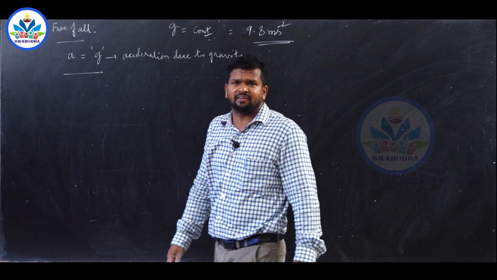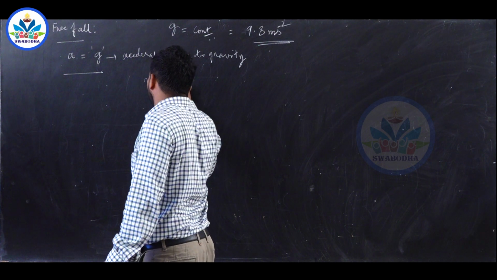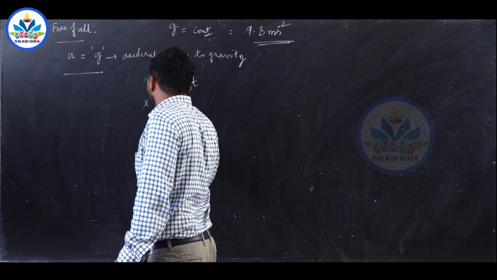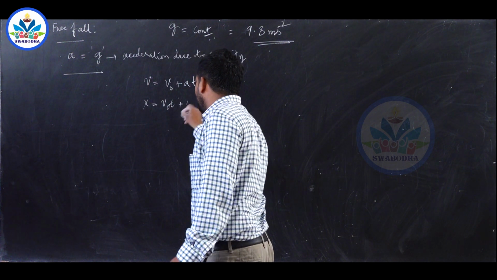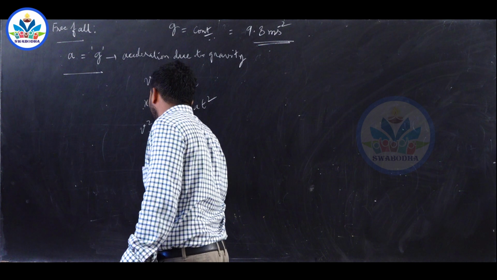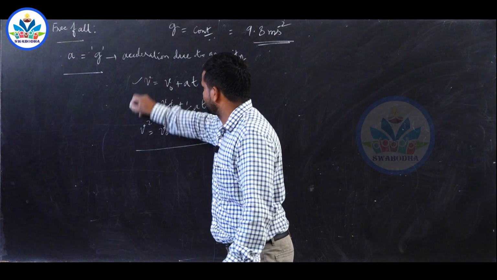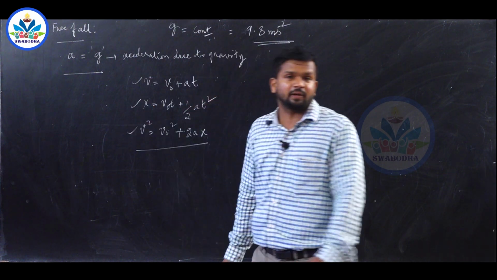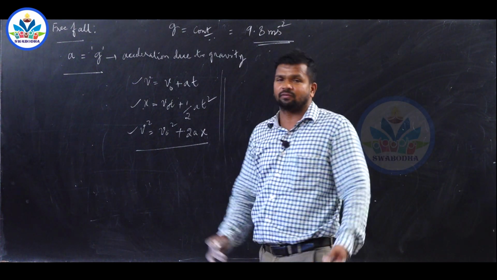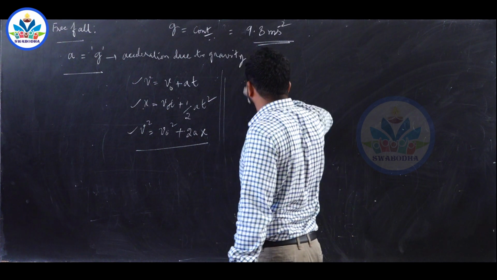Now the three kinematic equations can be modified for free fall. We all know that v equal to v naught plus at is the first equation. Second equation, x equal to v naught t plus half at square, and third equation, v square equal to v naught square plus 2ax, special case. We can modify these equations for free fall, the motion of an object under gravity, neglecting the air resistance. Fine.